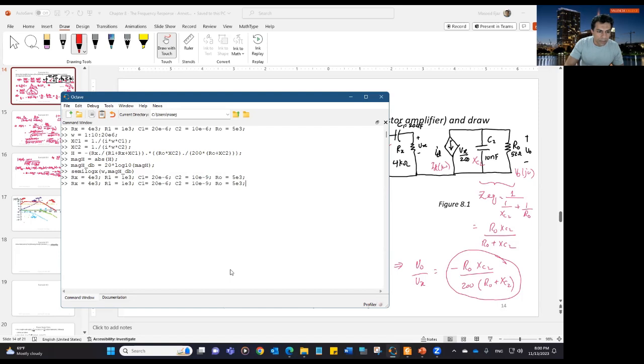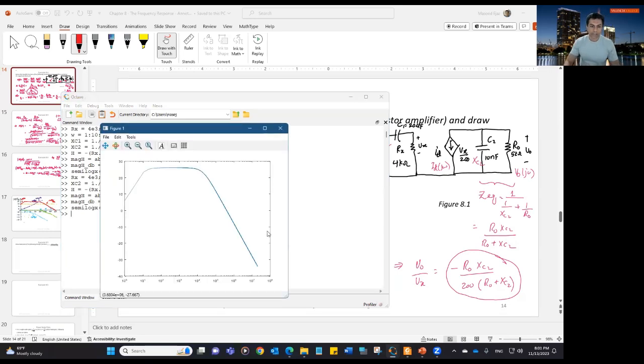Omega is okay. We have to calculate XC2, because we're changing the C2 value. C1 is the same. And then H, and then magnitude of H, and then magnitude of H in decibel, and then the same semilogx. All right, this is better.